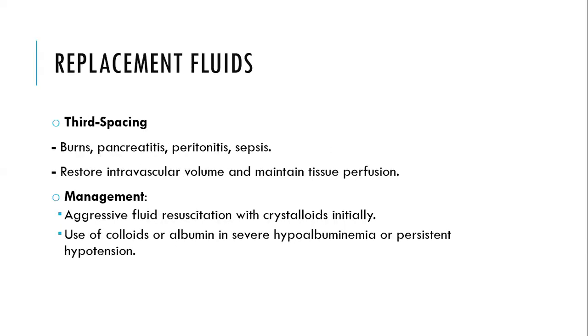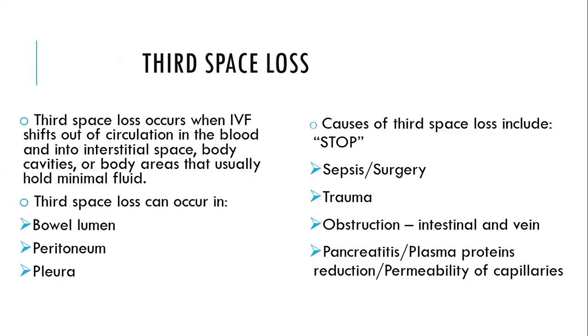The other one is what we call third spacing. Remember that we talked about the fluid compartments, the intracellular and the extracellular fluid. But sometimes the fluid that you infuse or fluid in the body can go into the interstitial space or other body cavities like your peritoneum, your bowel lumen, even the pleural space. Now you have fluid there. This is a case of having fluid yet being hypovolemic because the fluid has gone into the third space, and you need to account for this, especially in trying to maintain fluid homeostasis.